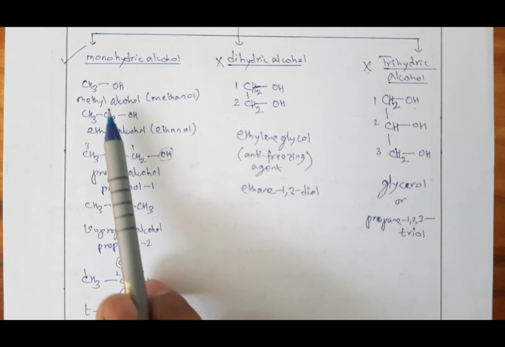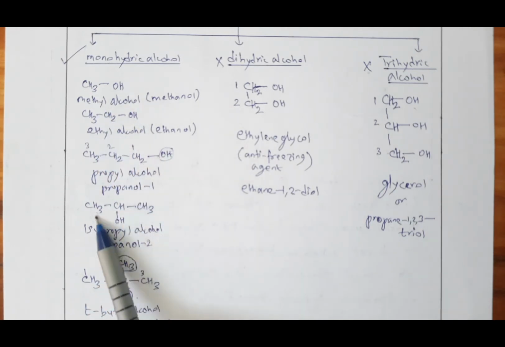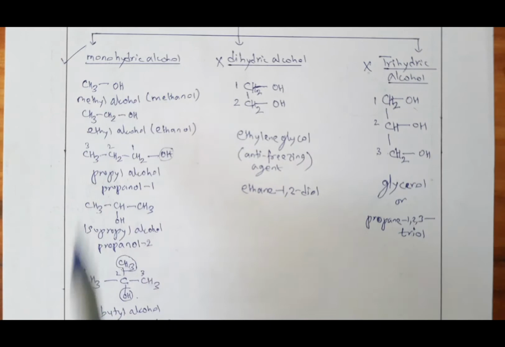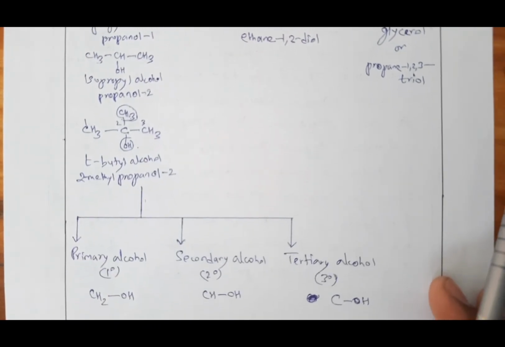And also how I made this: CH3 means methyl, CH3CH2 means ethyl, adding CH2 becomes propyl, CH3 CH CH3 is isopropyl, C with three CH3 is T-butyl. Then if you put OH in all of them, it becomes alcohol, and I have given you the common name and IUPAC name for both. And now do remember, monohydric alcohol is of 3 types, which is in our syllabus, having one OH.